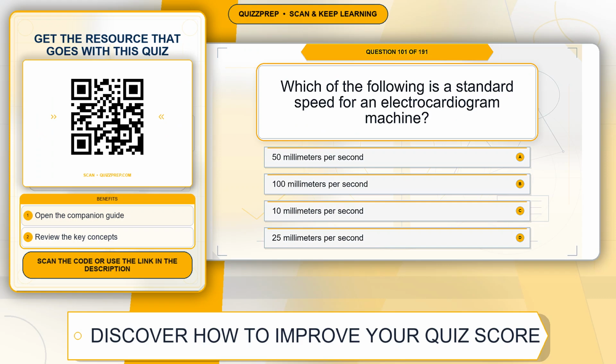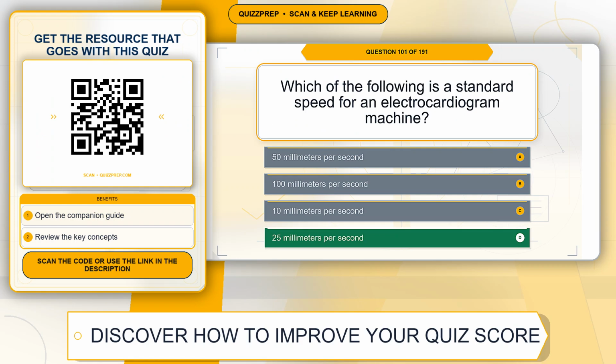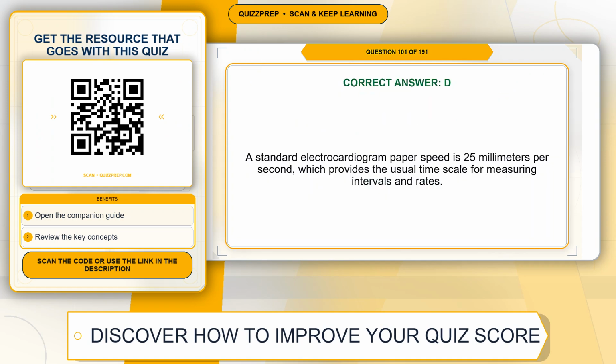Question 101. Which of the following is a standard speed for an electrocardiogram machine? Option A, 50 mm per second. Option B, 100 mm per second. Option C, 10 mm per second. Option D, 25 mm per second. The correct answer is option D, 25 mm per second. Explanation. A standard electrocardiogram paper speed is 25 mm per second, which provides the usual time scale for measuring intervals and rates.